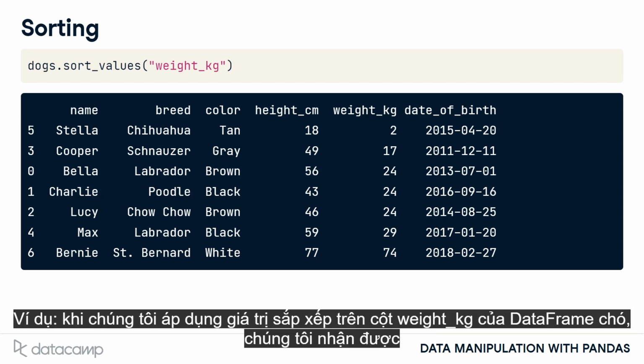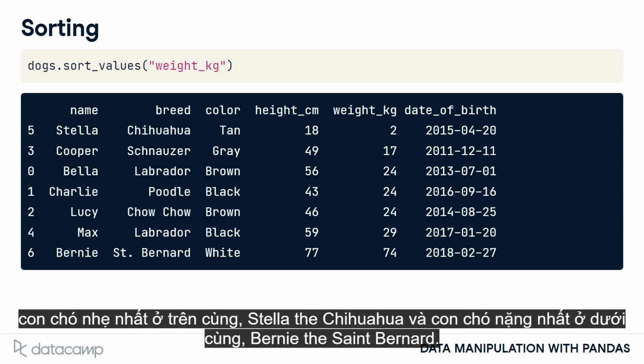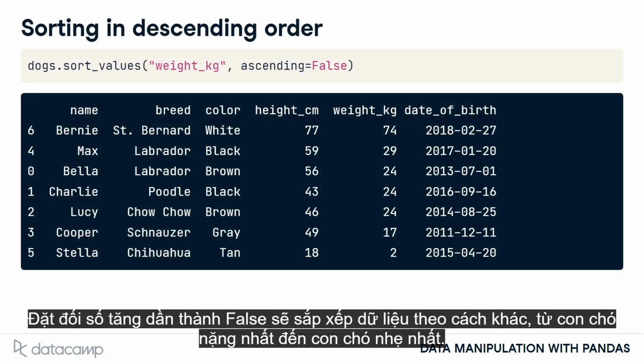For example, when we apply sort values on the weight kilograms column of the dog's data frame, we get the lightest dog at the top, Stella the Chihuahua, and the heaviest dog at the bottom, Bernie the St. Bernard. Setting the ascending argument to false will sort the data the other way around, from heaviest dog to lightest dog.